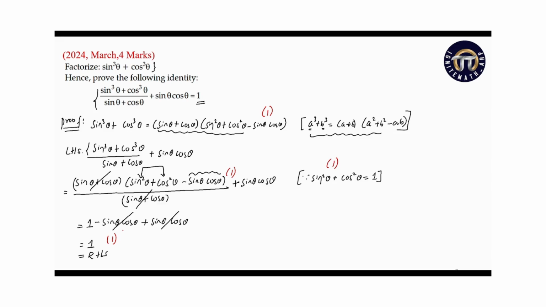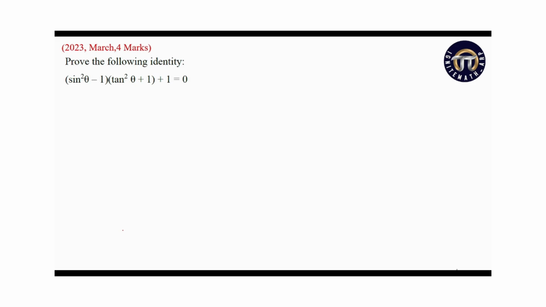Now here we have one more question, that is prove that (sin square theta minus 1) into (tan square theta plus 1) is equal to 0. So in such kind of question, children, please make sure that you are taking LHS and proving it is equal to RHS, since LHS is complicated. It was also asked for 4 marks in the 2023 examination, right? So I will consider the LHS over here. LHS is (sin square theta minus 1) into (tan square theta plus 1), right?